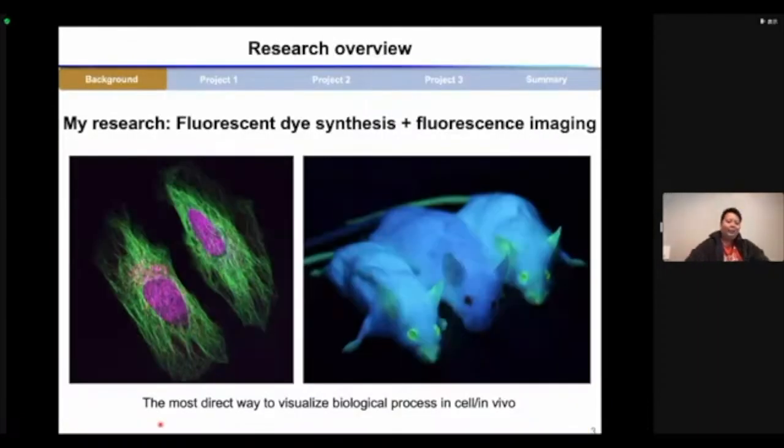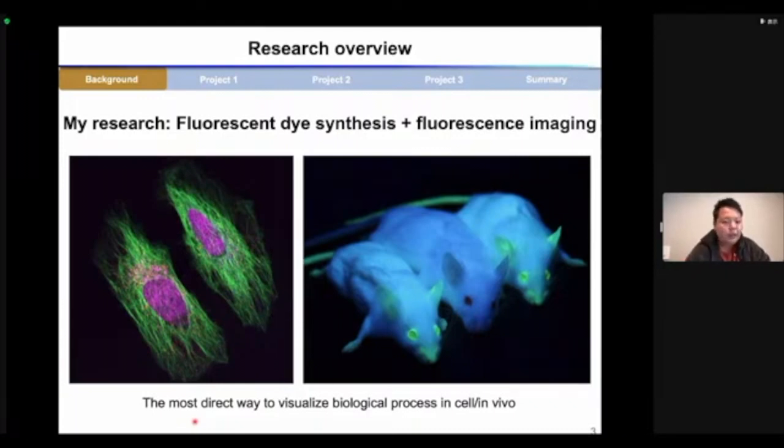So if I talk through my research in a very easy way, my research is first probe synthesis and fluorescence imaging. So simply speaking, I make a molecule which shows emission, and using that molecule, I conduct fluorescence imaging. And what is fluorescence imaging? Fluorescence imaging is the most direct way to visualize biological systems in cells or in vivo.